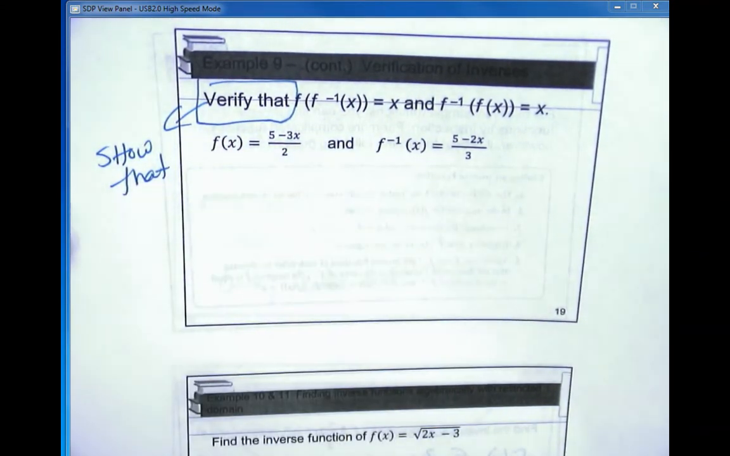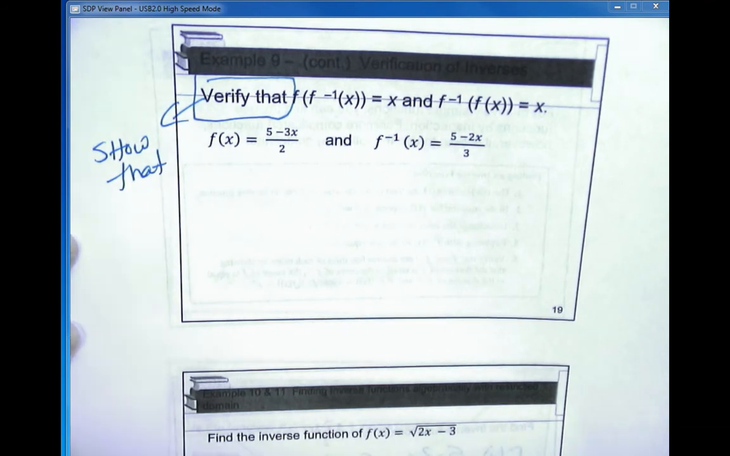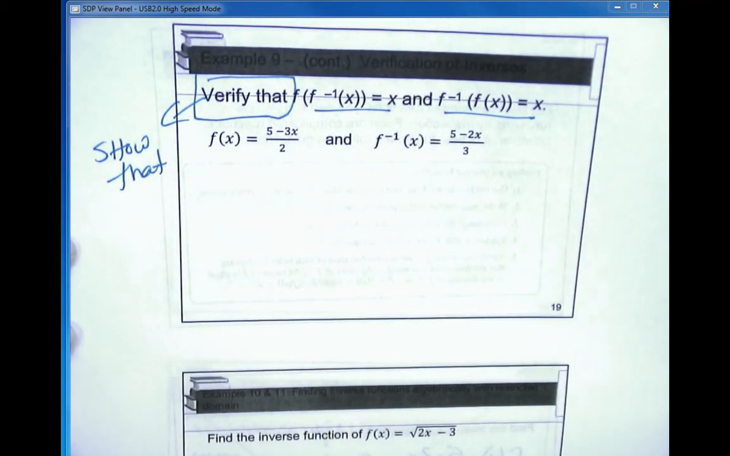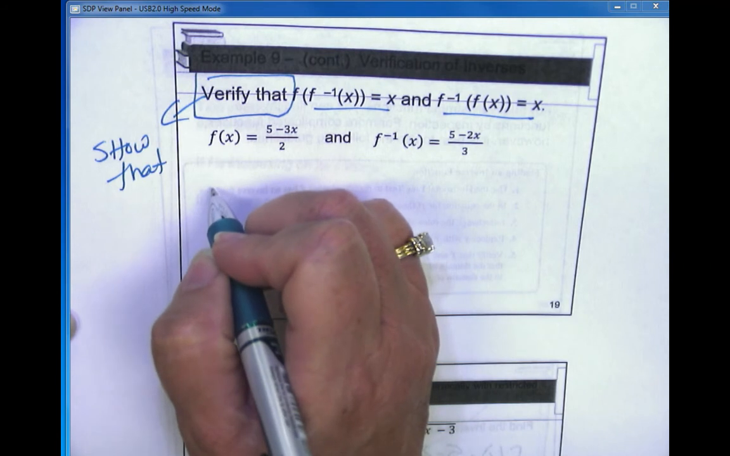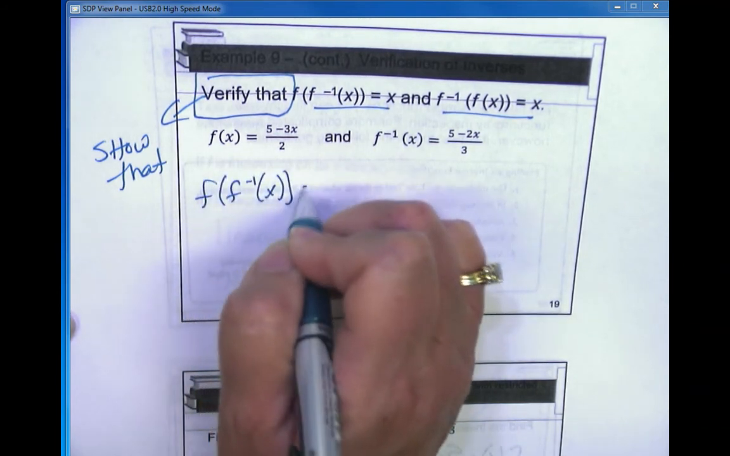Show that, right? Whenever you see verify, show that. It says you have to show me that it's going to be an inverse. We probably will even emphasize the fact and write that. Show that you're going to get x. You plug the inverse into the function. So when we do that, you're going to get f of f inverse of x.